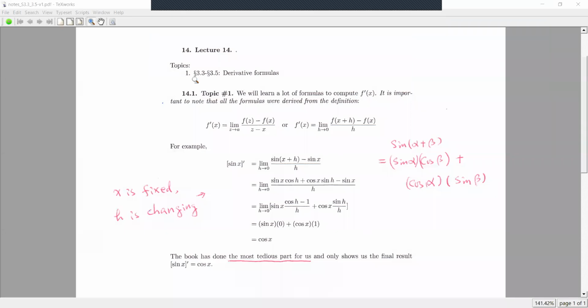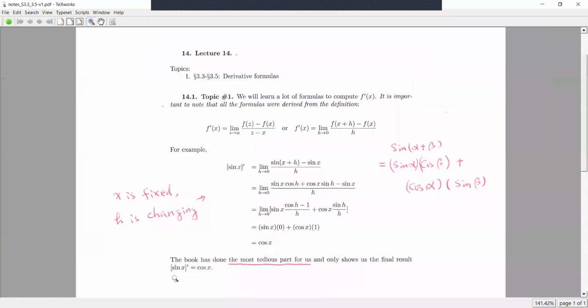Today, we studied section 3, section 4, and section 5. All the 3 sections are about derivative formulas. It is important to know that all the formulas were derived from the definition, namely from these 2 formulas.